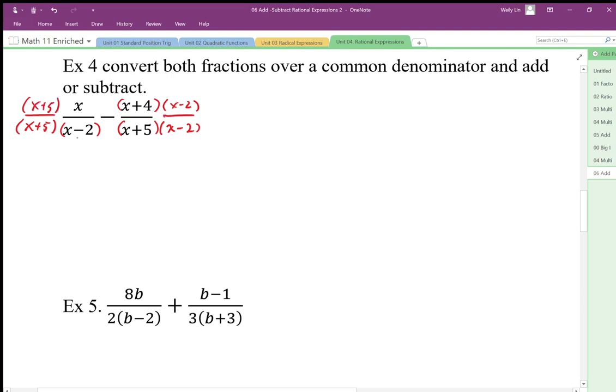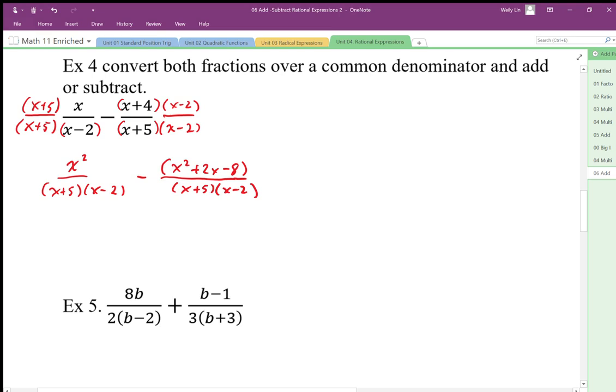Okay, so then when we multiply this out, we end up with x squared over x plus 5, x minus 2, and I would recommend keeping it in factored form. It's much easier. Be careful with the minus, because when we subtract, we need to subtract the whole numerator. So here we're going to end up with x squared plus 2x minus 8. And that's all over the common denominator of x plus 5, x minus 2.